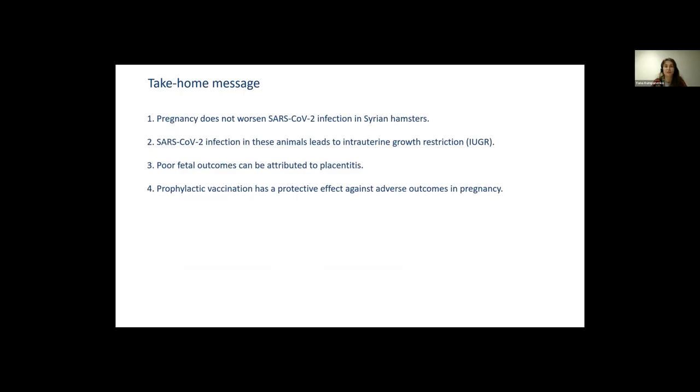So just generally, it's not the most vaccinology topic, but just to see how we can use this model. Pregnancy doesn't worsen SARS-CoV-2 infection in hamsters, but it causes intrauterine growth restriction. And poor fetal outcomes can be attributed to placentitis, as you can see before, a sustained immune response without the virus itself. And prophylactic vaccination is the key to protect the pregnancy.